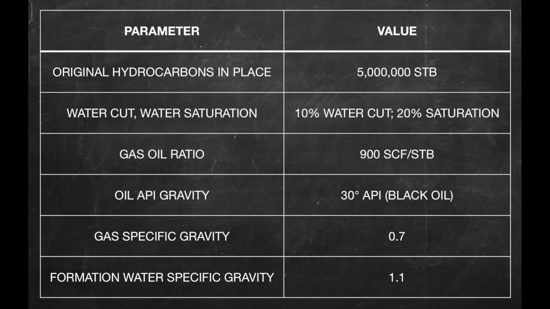The parameters for fluid are listed below. 5 million stock tank barrels of hydrocarbons in place, 10% water cut with 20% reservoir water saturation, gas-oil ratio at 900 SCF per STB, oil at 30 degrees API indicating black oil reserves, gas gravity is 0.7, and formation water specific gravity is 1.1.